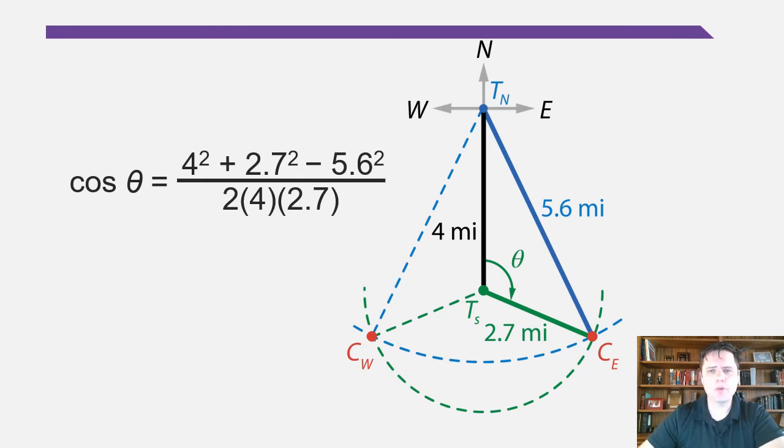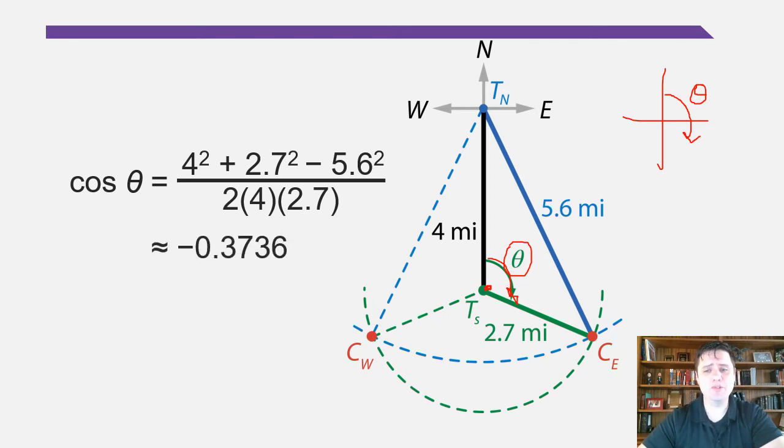Okay, so in this case, notice what we've got now. We've got an angle theta, which is the bearing from the North Tower, which is the way that we want our bearings to go. Remember, with the compass, we go down this direction whenever we're measuring the angle theta for the bearing. So this angle right here is the one that we want to discover. If this is cosine theta, we use the law of cosines here, and then plug in all the pertinent information. So we have 4 squared plus 2.7 squared minus 5.6 squared, all divided by 2 times 4 times 2.7. And when you do that calculation in your calculator, you get negative 0.3736.